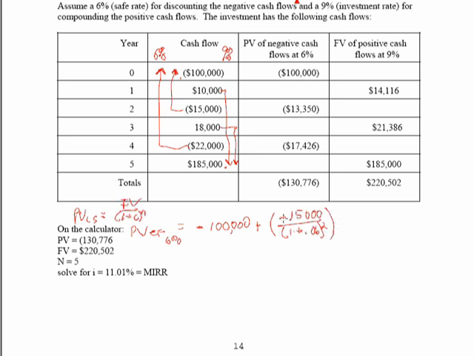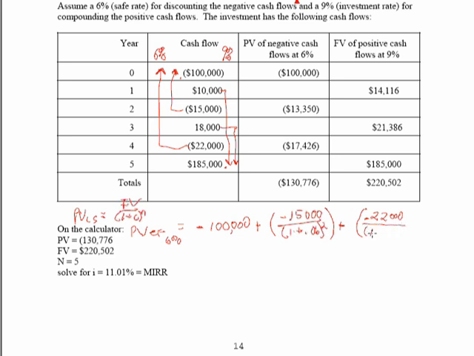Okay, and notice that's a negative sign, so it's going to be 100,000 minus something here, 15,000 discounted, which should be 13,350. And then plus, again, I want to emphasize that's a negative 22,000. That's our year 4 cash flow.